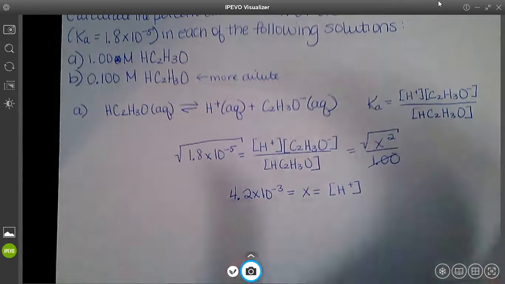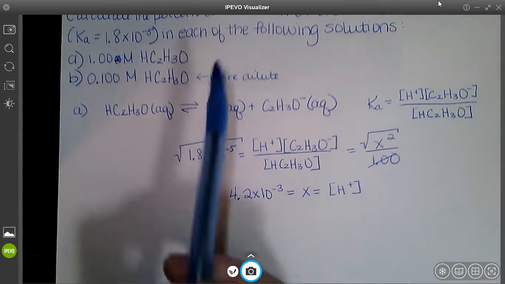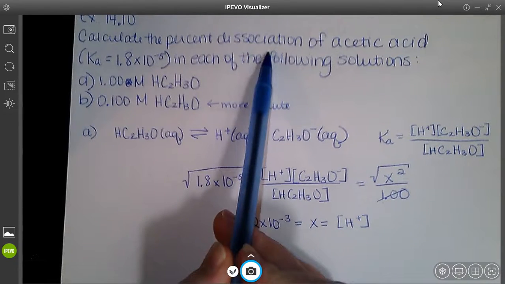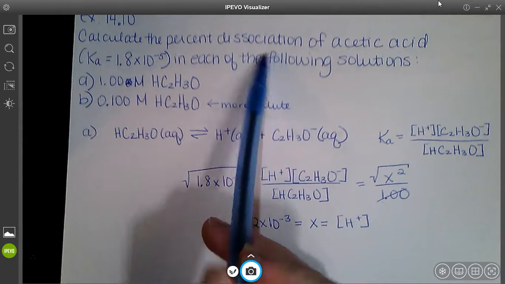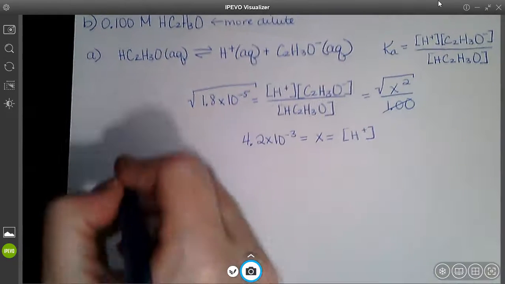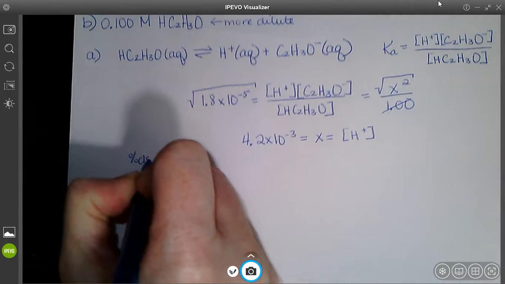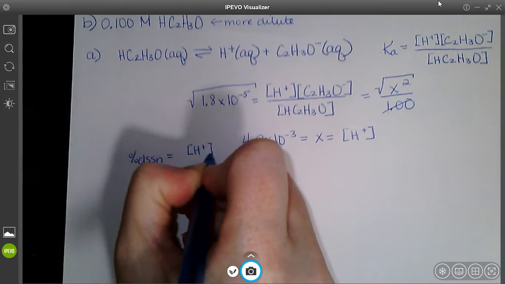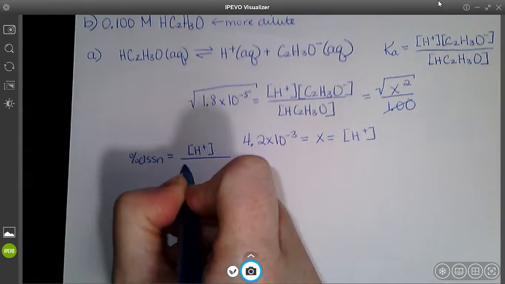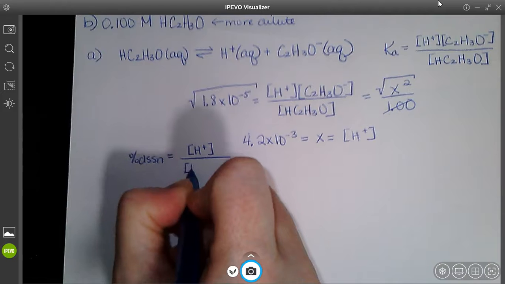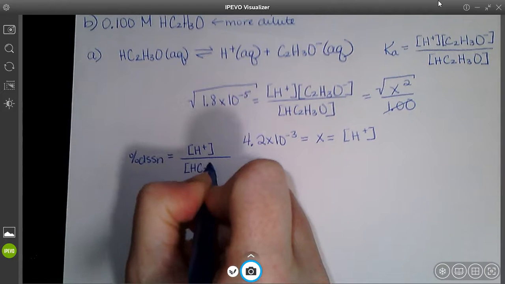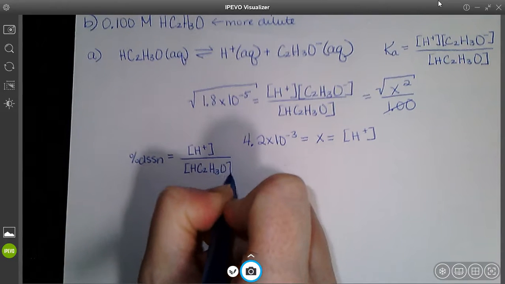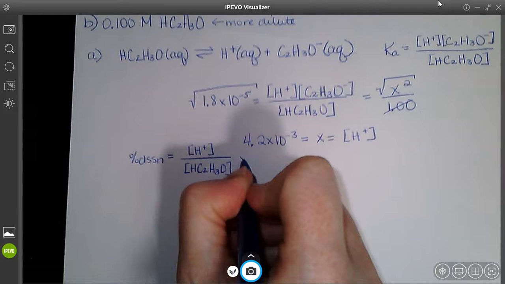Cool. Now I did all this work. What was I trying to solve? Let's go back. The percent dissociation. I have not found that yet. So the percent dissociation is going to be the concentration of hydrogen ions, because that's how much dissociated, divided by the concentration of HC2H3O2 initially, times 100%.